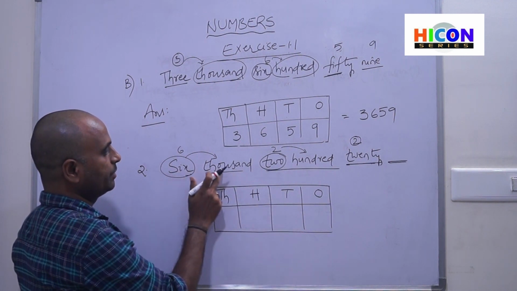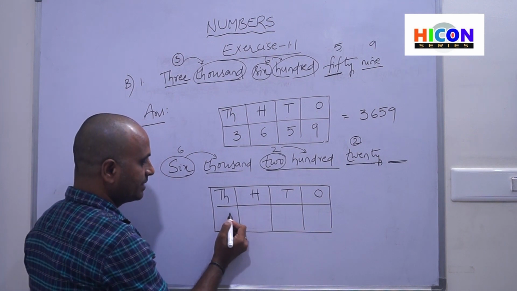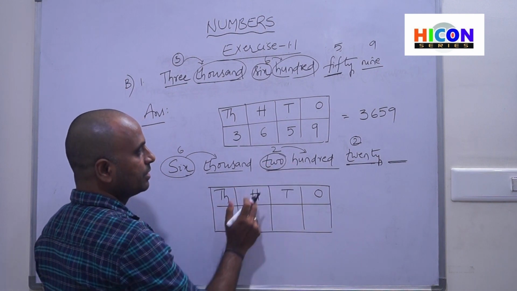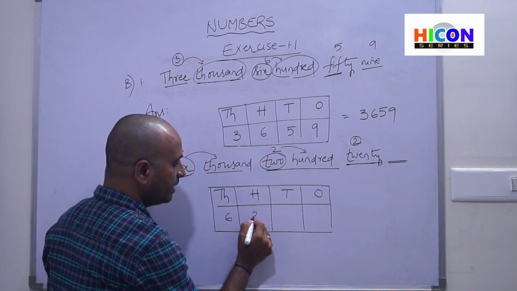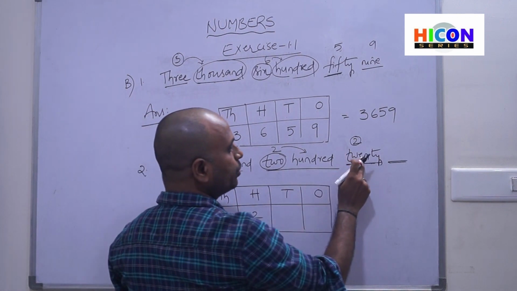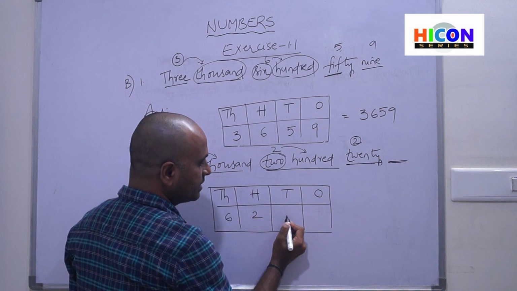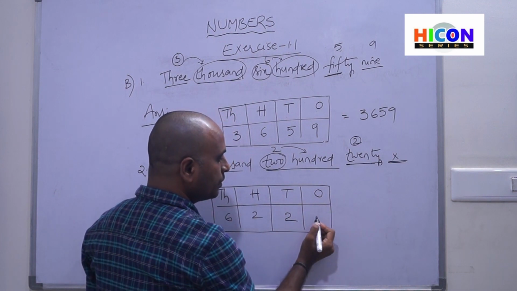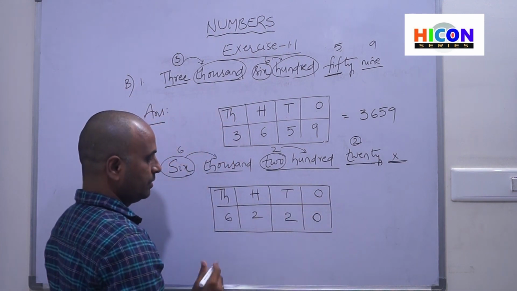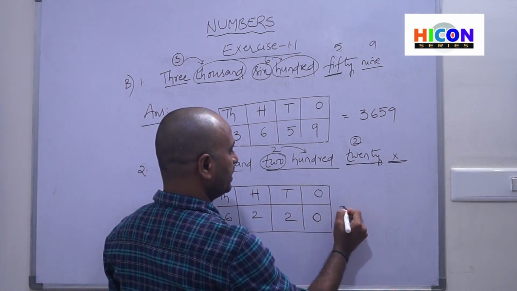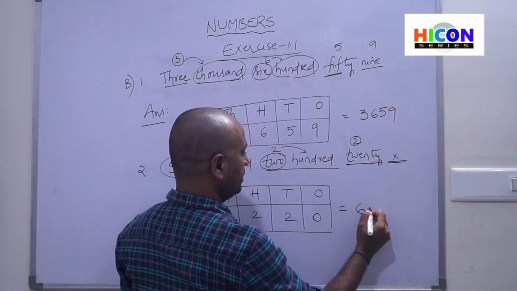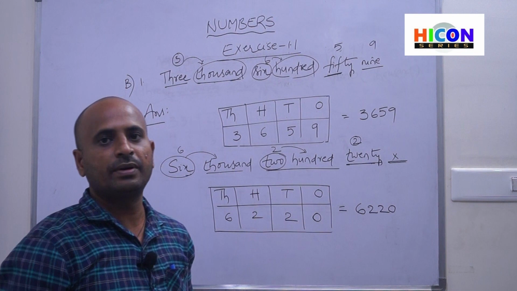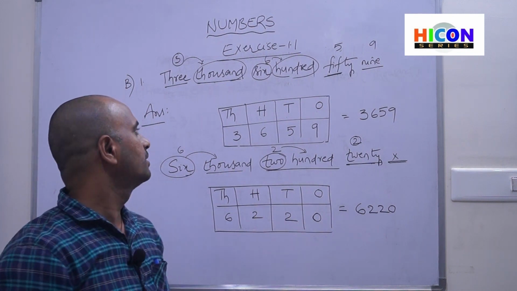Here 6 is present in thousands place, so write 6 under thousands place. And 2 is present in hundreds place, so insert 2 under hundreds place. And 2 is present in tens place, so insert 2 under tens place. And there is no ones place, so put 0 under ones place. So this is the answer. The answer for the given number name is 6220. This is the way of writing numbers from the given number names. So this first part is complete.